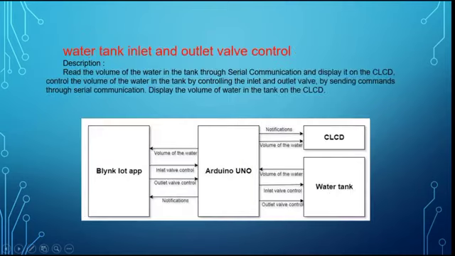Okay, take a look at this and then come to water tank inlet and outlet valve control. It is used to know whether the tank is filled or not. Read the volume of the water in the tank through serial communication and display it on the CLCD. The inlet valve and outlet valve are controlled by the volume by sending commands through serial communication. The volume in the water tank is displayed on the CLCD. This is all controlled by the Blynk IoT app. It will pass through the Arduino UNO and CLCD to the water tank.